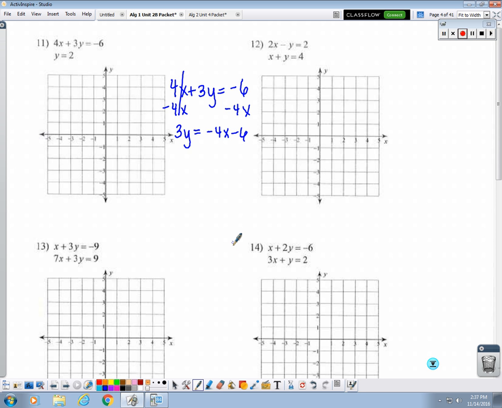Okay, now how do we get it in slope-intercept form? Divide by that 3 so that y will be alone. And so the 3 over 3 becomes 1y. No need to write the 1 though. That becomes -4/3 x. And then what does that become? -2. So what is your slope? Right. And what is your y-intercept?